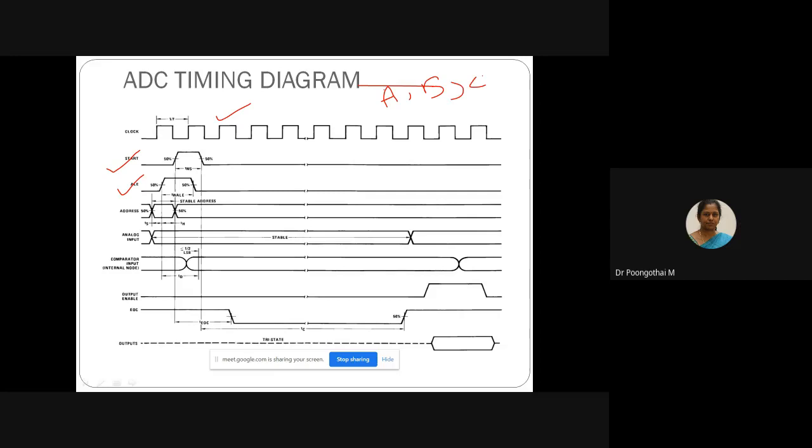Once the channel is selected and the address is latched into the ADC IC using this ALE signal. There are a total of 8 channels, and out of the 8 channels, using this ABC we can select one. Suppose you want to select the first channel, in that case you have to provide the address of channel as 000. This is the address of your channel 0. This address should be latched into your ADC IC, and that is done by using the ALE signal.